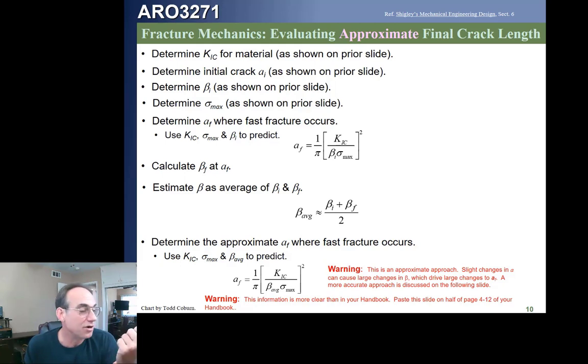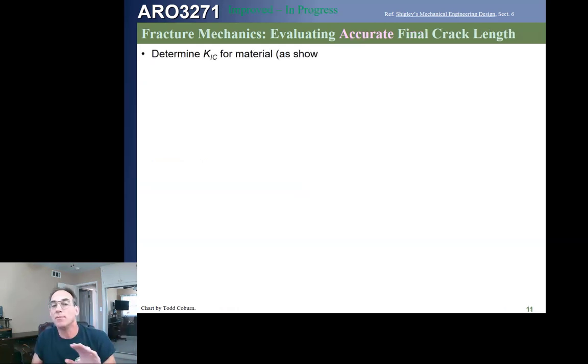You want to put this in your handbook because this is stated a little more clearly than what I have in your handbook. So I'm recommending here you put it on page 412 of your handbook and put a pointer from where the other procedure is in your handbook. Okay? This is what we're calling the approximate final crack length method. Now, if we want a more accurate one, we're going to follow a slightly different approach.